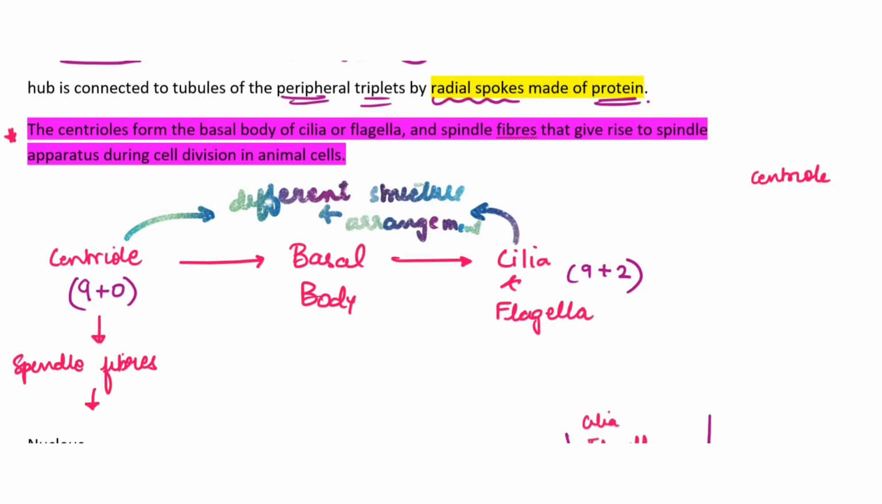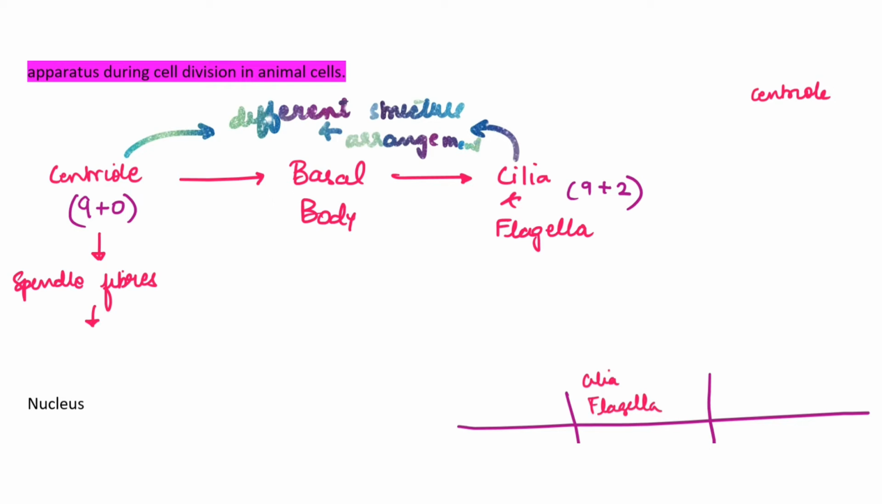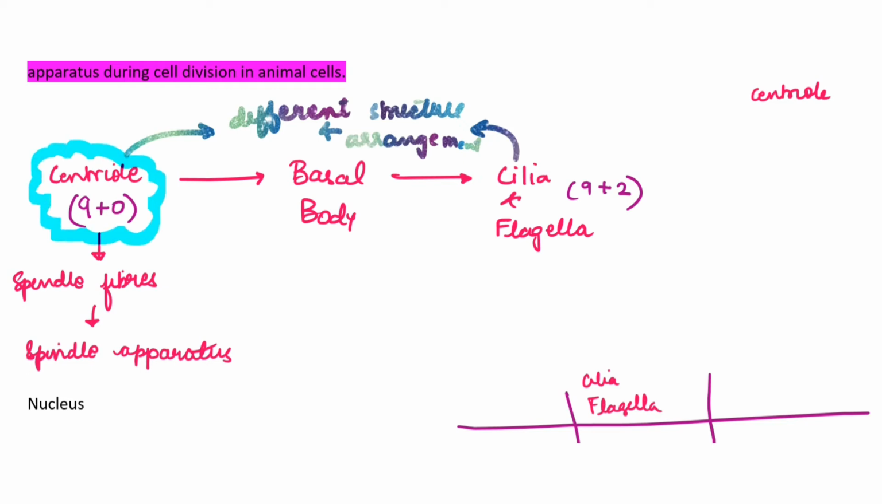Next, centriole gives rise to spindle fibers and spindle fibers give rise to spindle apparatus. So these are the two important functions of centriole. Centriole is absent in plants. It's present only in animals. Important for cell division. How? Because centriole gives rise to spindle fibers and spindle fibers give rise to spindle apparatus.